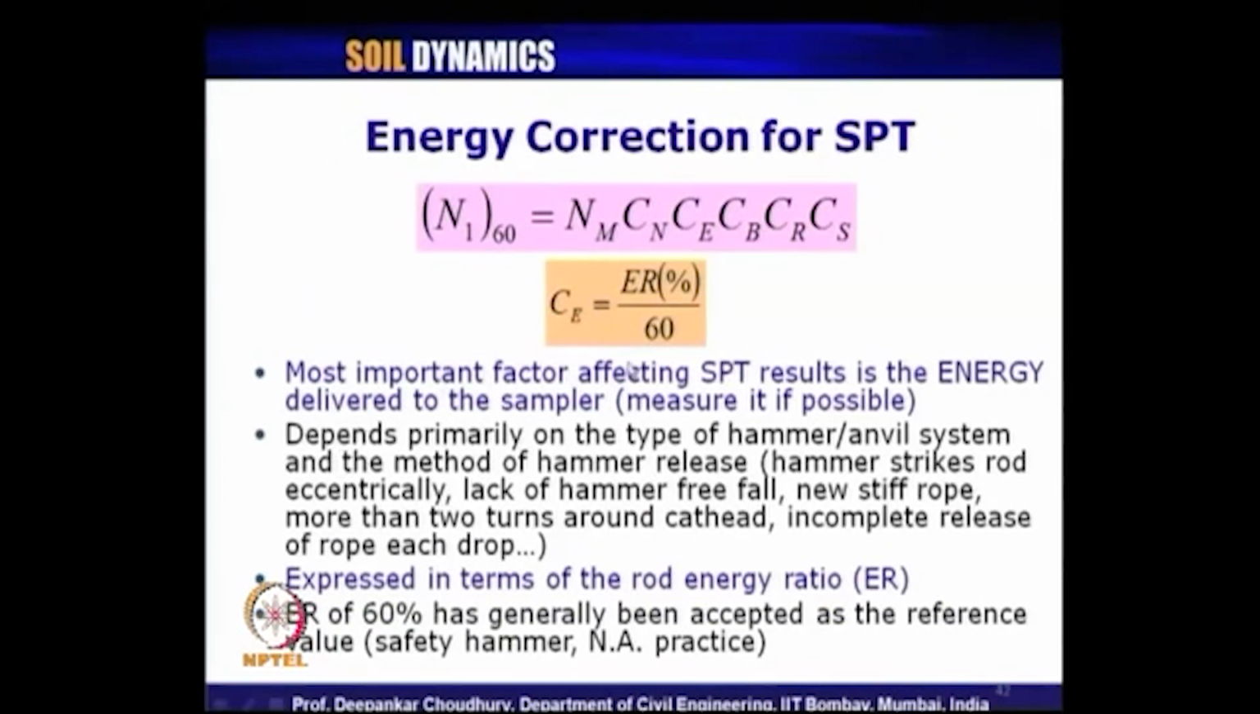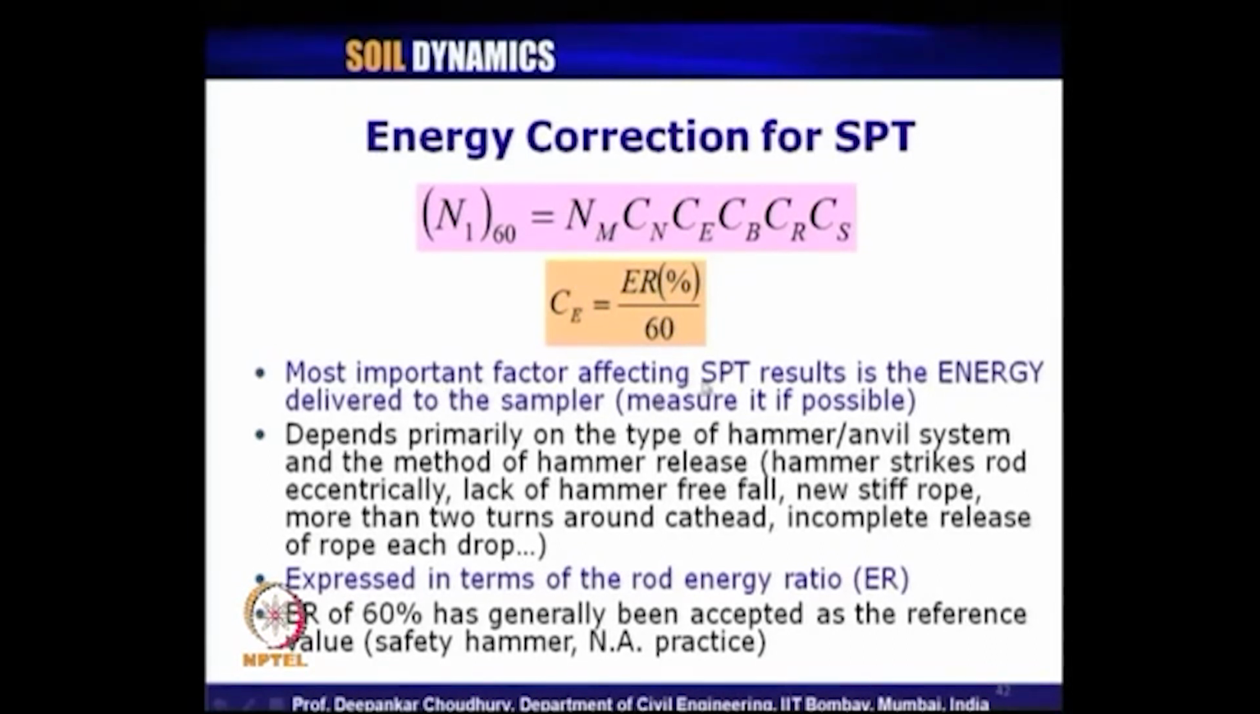Next correction factor is the energy correction factor, Ce. Ce is, as I said, how much percentage of energy is actually transmitted, with 60% as the standard. If 60% is transferred, it is 1. If it is more, then it will be more. If it is less, then less.